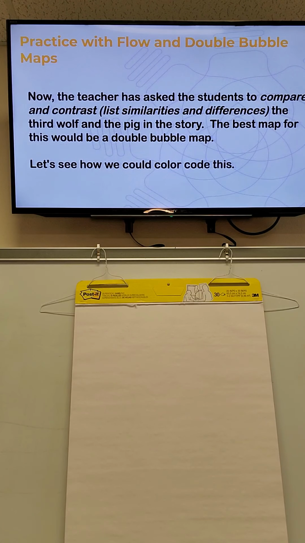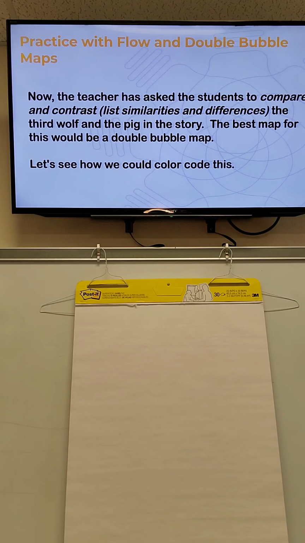So let's see, the teacher has asked the students now to compare and contrast, or list the similarities and differences, of the third pig and the wolf in the story. And so the best map, because we're doing similarities and differences, the best map would be a double bubble map. And we could probably even color code that. So let's talk about double bubble maps. This is one that sometimes the kids have a bit of a hard time with.